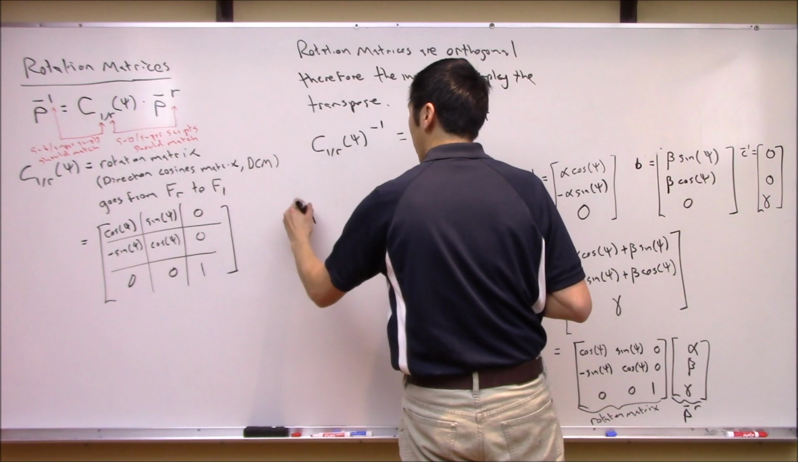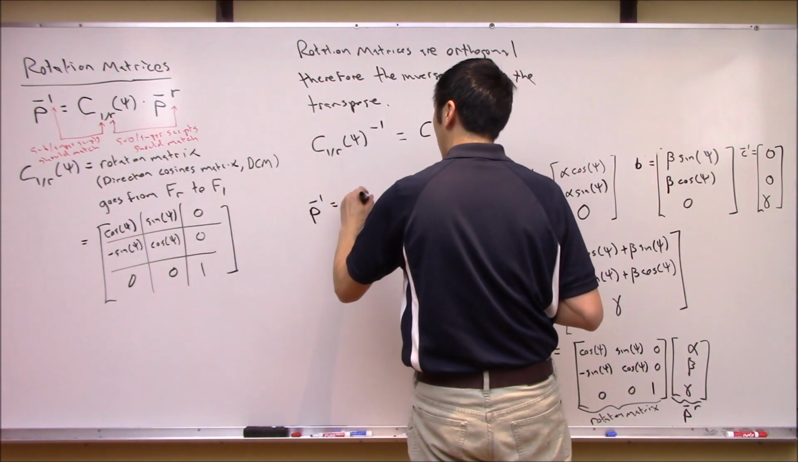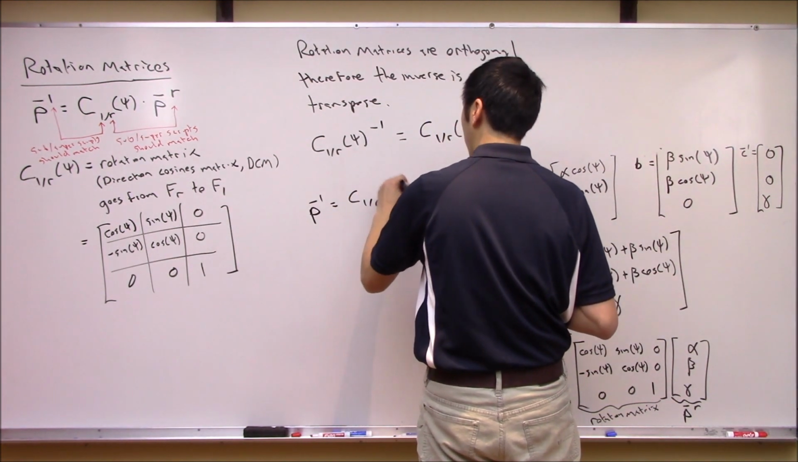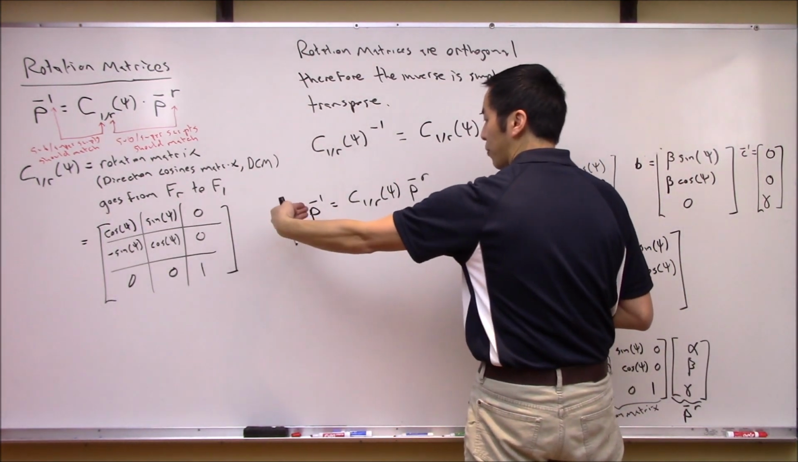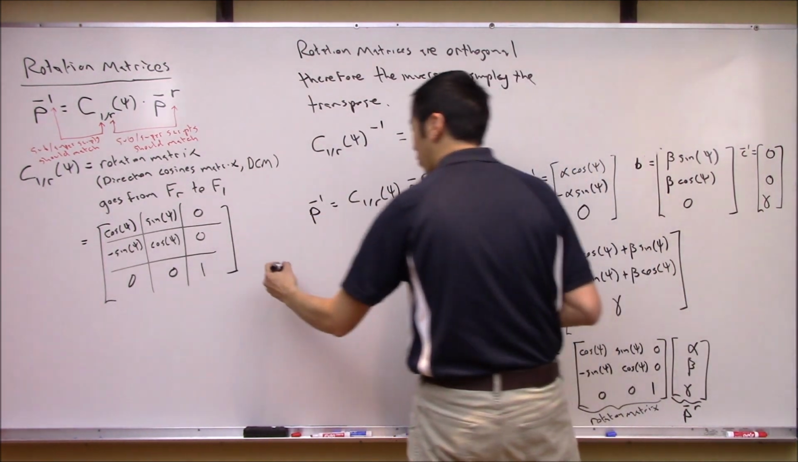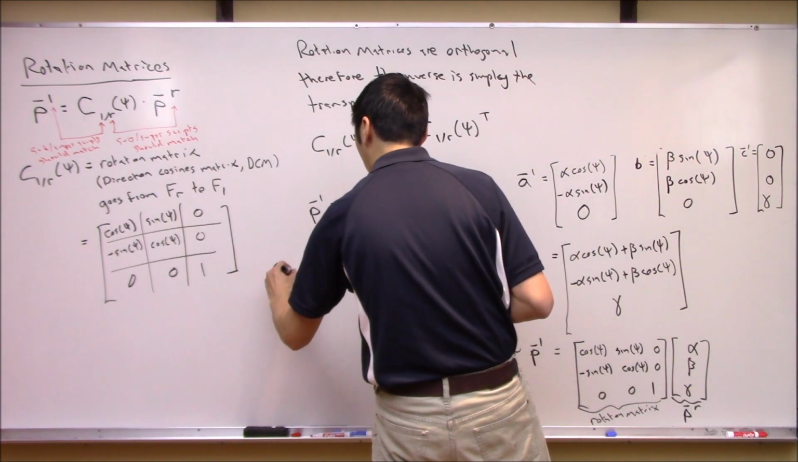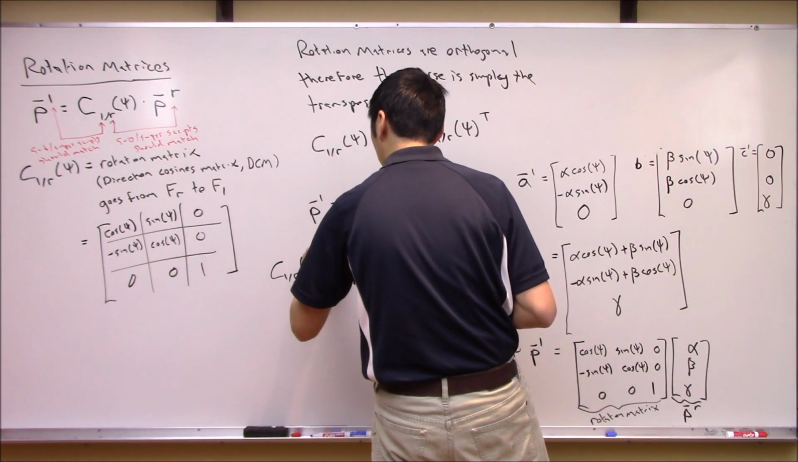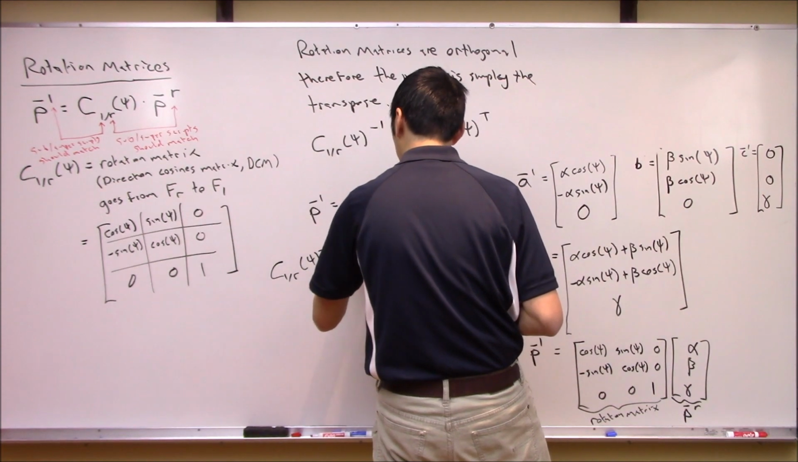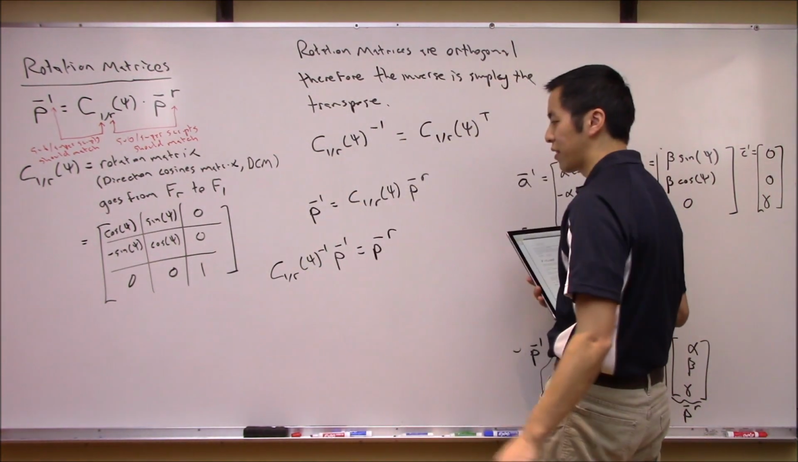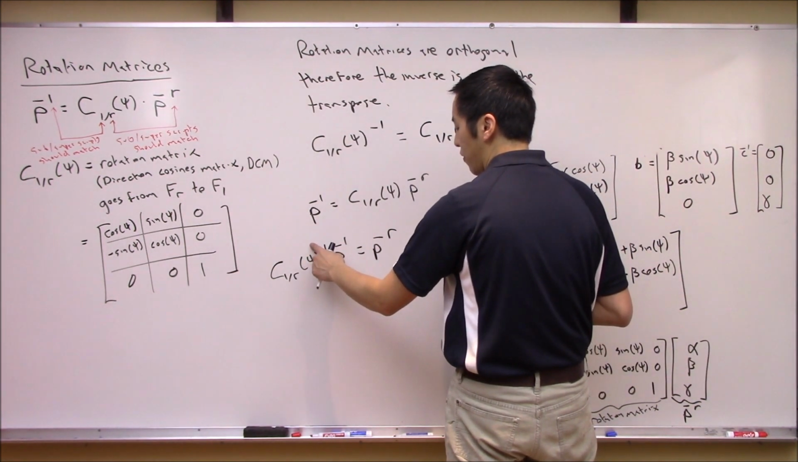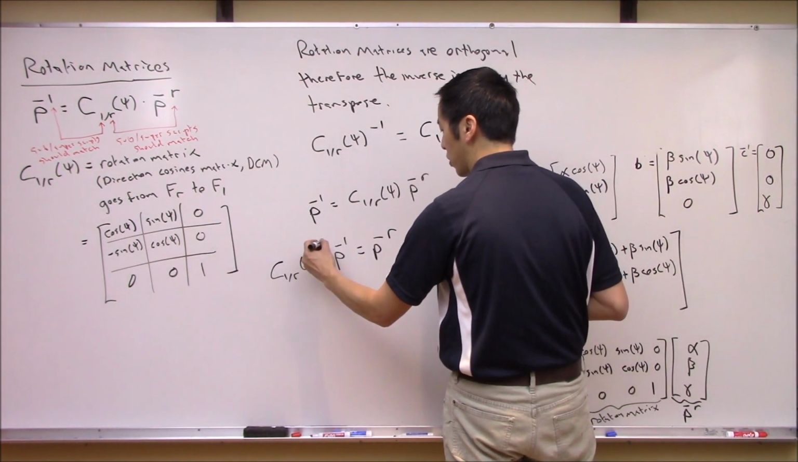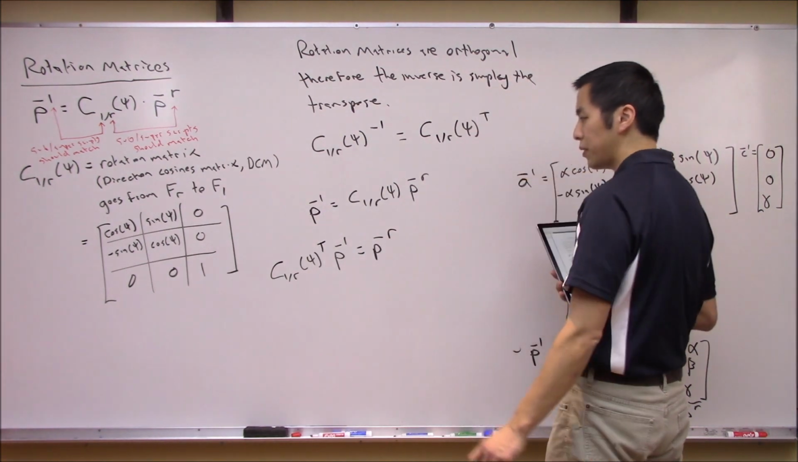So we had this rotation matrix C1R of psi times PR, right? What if I want to left multiply both sides by the inverse? In other words, I could turn this thing into C1R psi inverse P1 is equal to PR. We'd agree that's the exact same thing. And now we said that this inverse is the same thing as the transpose, so I could just switch this with the transpose, right?